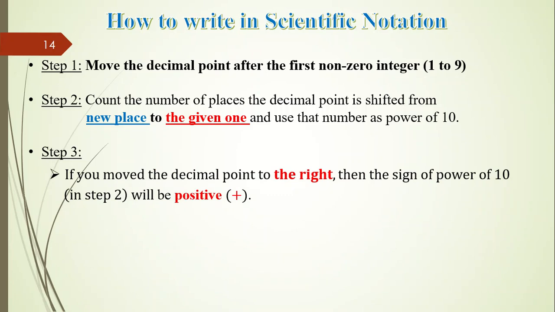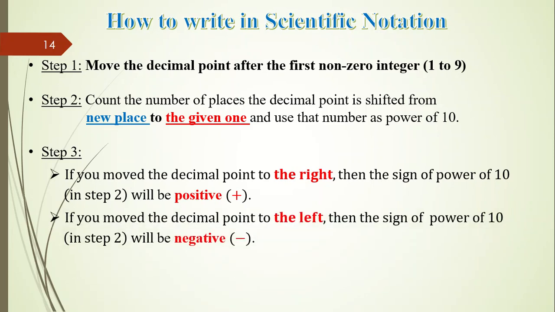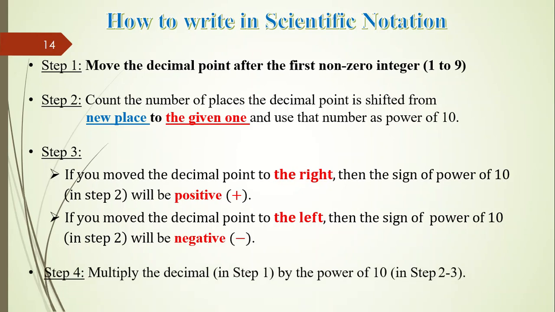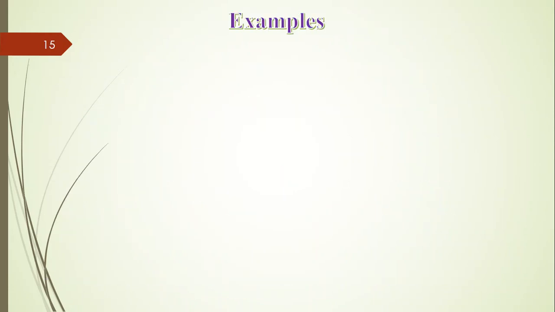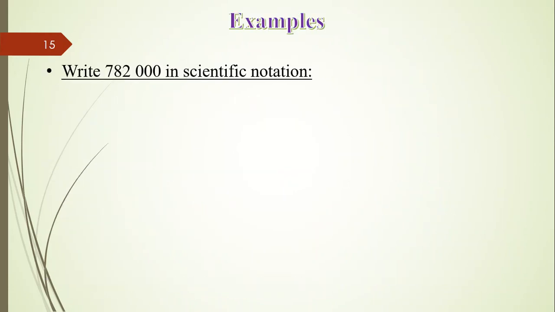If we moved the decimal point to the right, then the sign of the power of 10 will be positive. If we move the decimal point to the left, then the sign of the power of 10 will be negative. Step 4, we have to multiply the decimal number in step 1 by the power of 10 in steps 2 and 3.